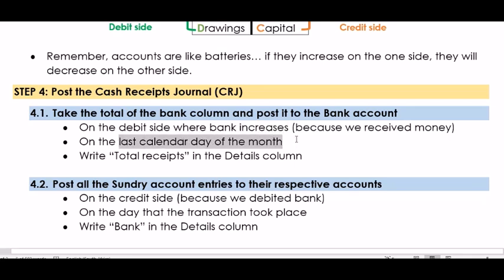Now, I want you to make a mental note for yourself that all of the column totals, whenever we post the column total, we will post it on the last calendar day of the month, not the last day that we had a transaction, the last calendar day. And whenever we post sundry account amounts, we will post it on the day when the transaction took place, but you will see as we do it. And then in bank, we will write total receipts in the details column. Might all seem a little bit weird, but just let me show you.